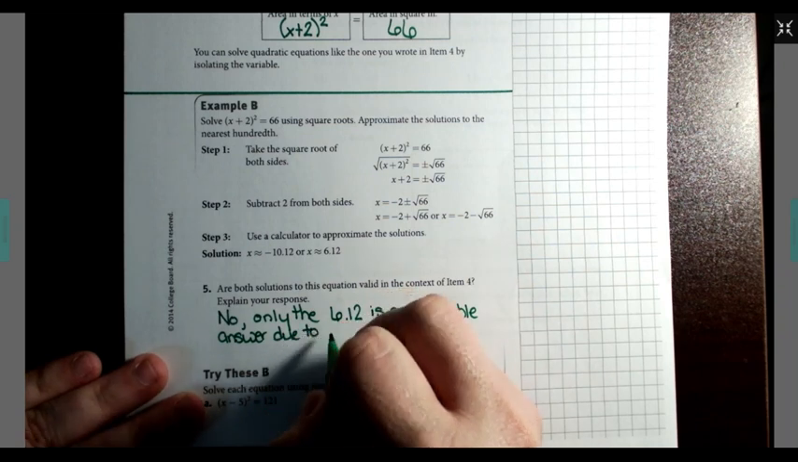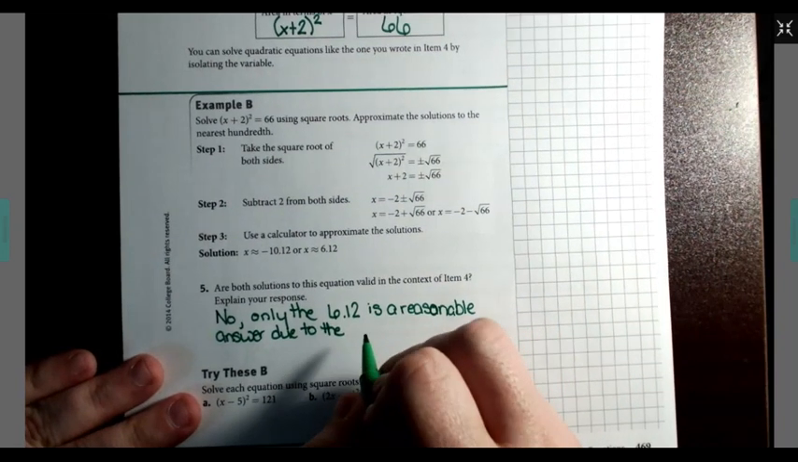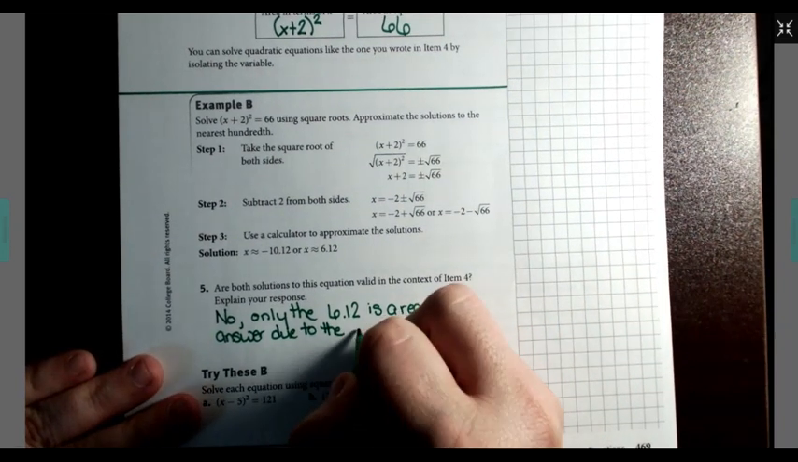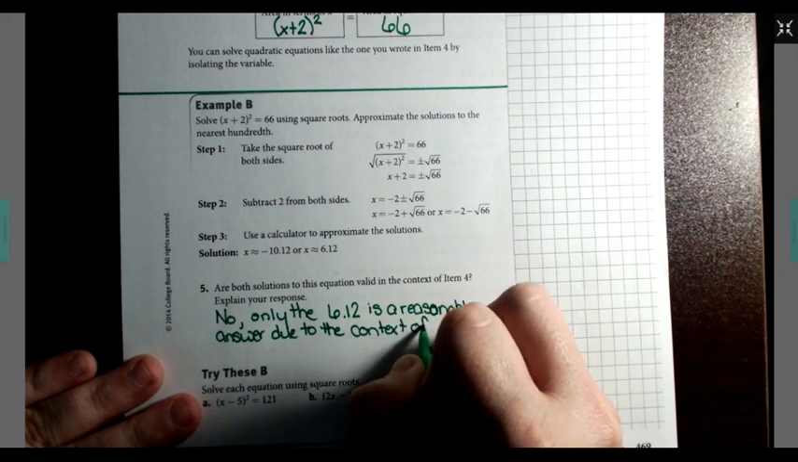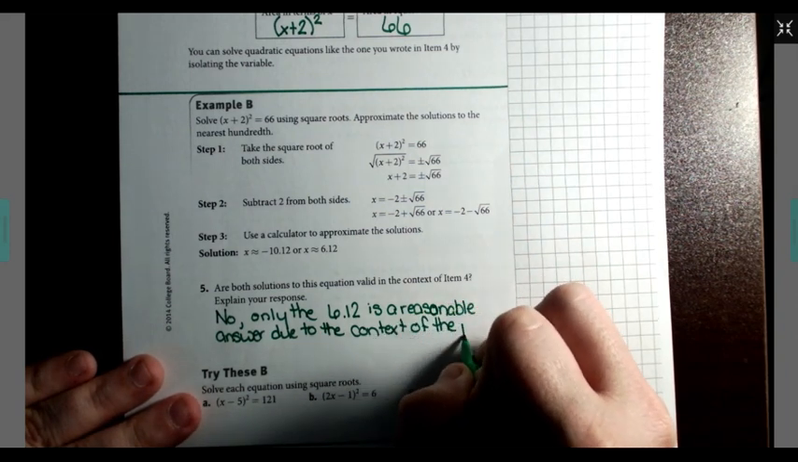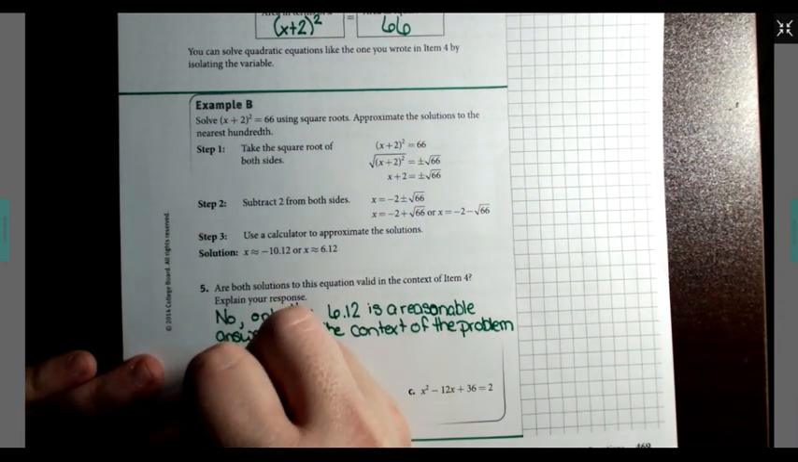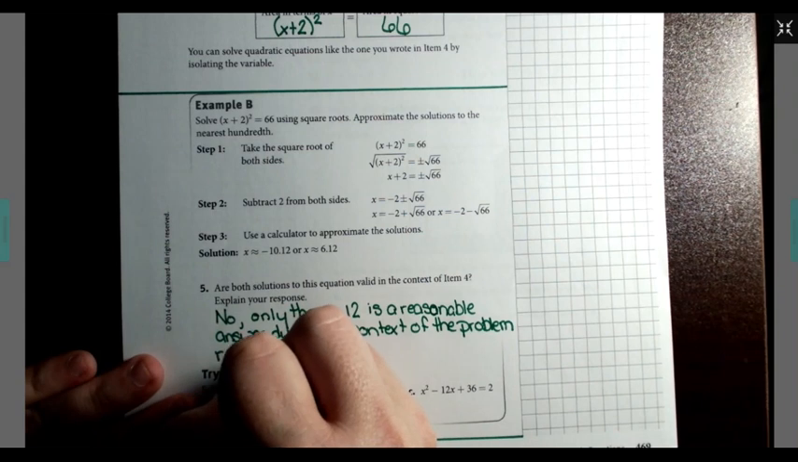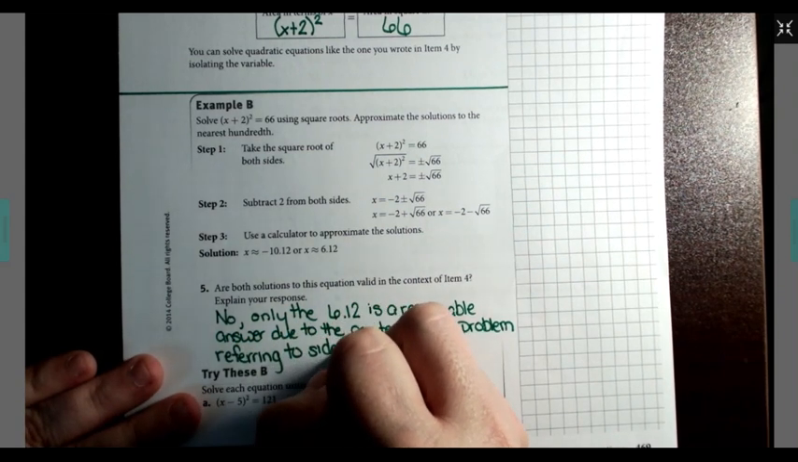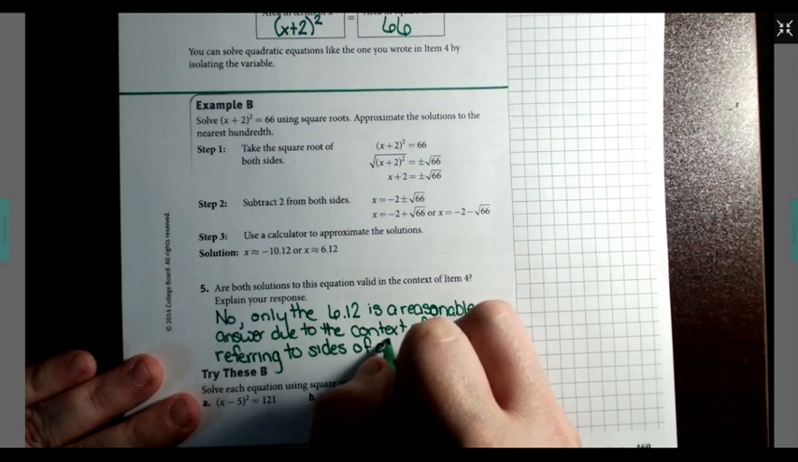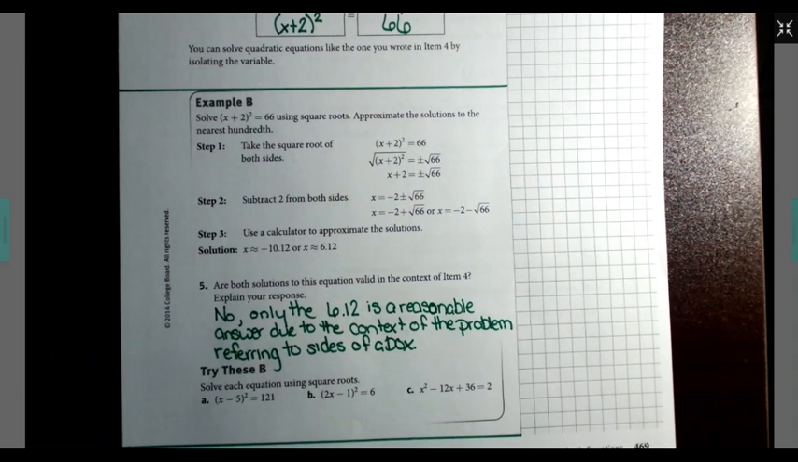Due to the context of the problem referring to sides of a box. Doesn't make sense for us to have a negative length for a side of a box.